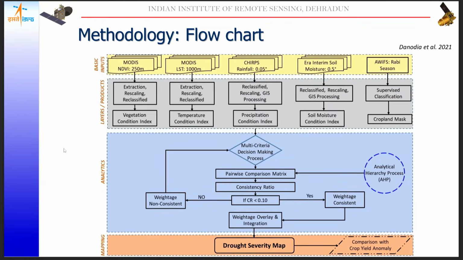So that's why we integrated all those four parameters through the MCDM approach, the multi-criteria decision making approach, where we used AHP, the analytical hierarchy process, to define their weightage. Whichever parameter has more weightage, we define it accordingly, integrate that weightage, and generate the final drought map.